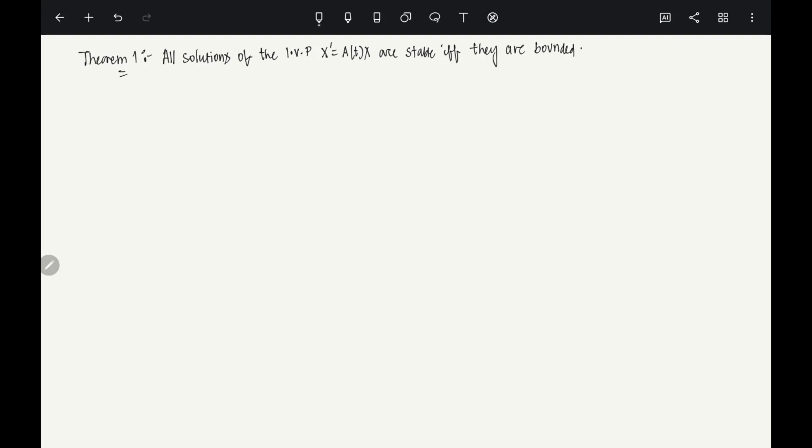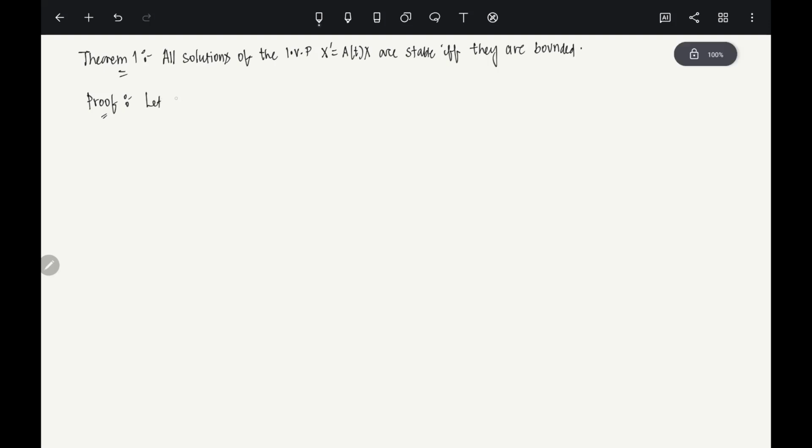Right. So what is the proof? You do understand what I'm trying to say. If you can find a solution which is bounded, then you can say that the solution is stable. And what this theorem says is that every solution is stable if and only if they are bounded essentially. Okay, first of all, let's start with this. Let's say that I have to show that the solutions are stable, right? So basically I start with all solutions are bounded.